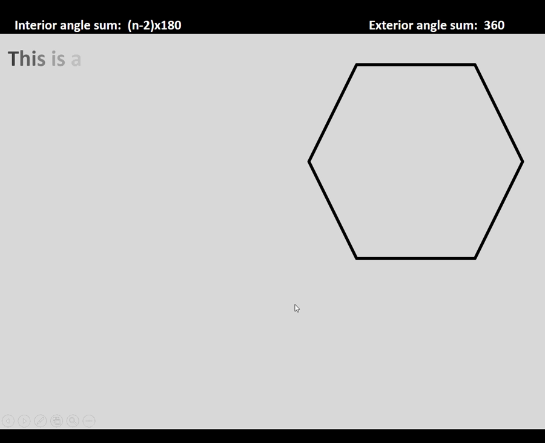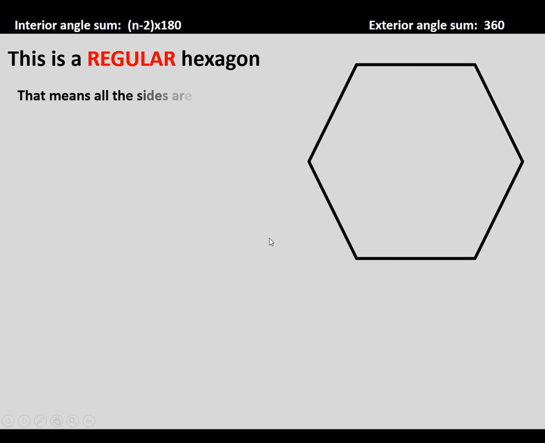Now the third type of new problem has to do with the shape being a regular polygon. Here we have a regular hexagon. Forgot what that word means? No problem. If it's regular, that means all the sides are the same, so all these sides have the same length. If you knew the measure of 1, you'd know them all.